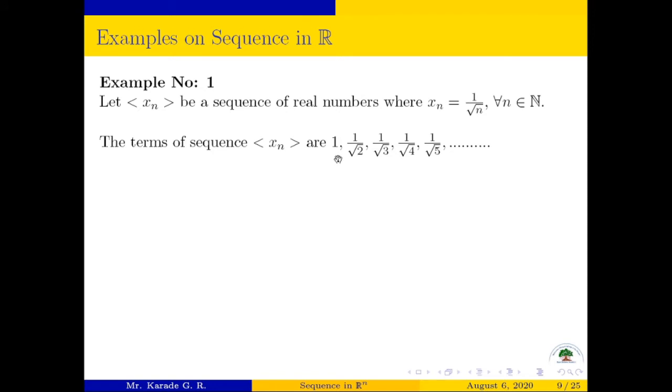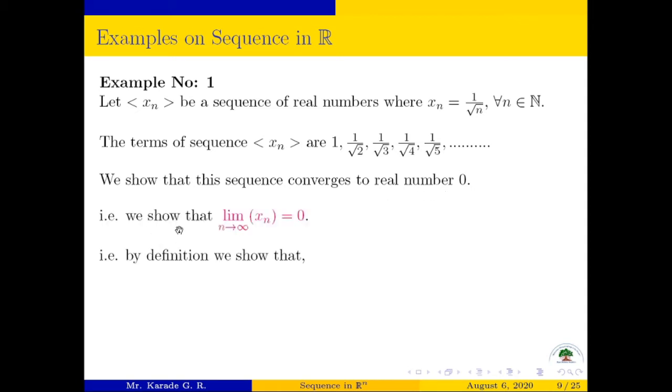So the first term is 1, the second term is 1 upon root 2, the third term is 1 upon root 3, the fourth term is 1 upon root 4, the fifth term is 1 upon root 5, comma dot dot dot. We can write infinitely many terms of that sequence. Okay, so we show that this sequence converges to the real number 0. That is, we show that the limit of the sequence xn as n tends to infinity is 0.